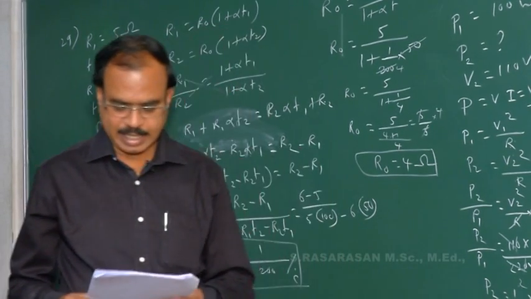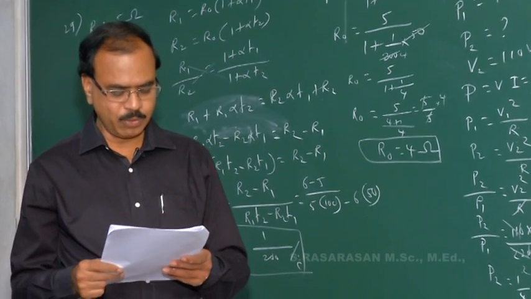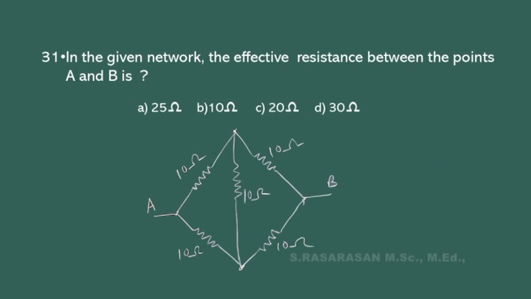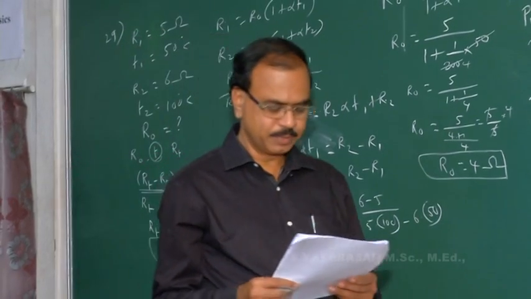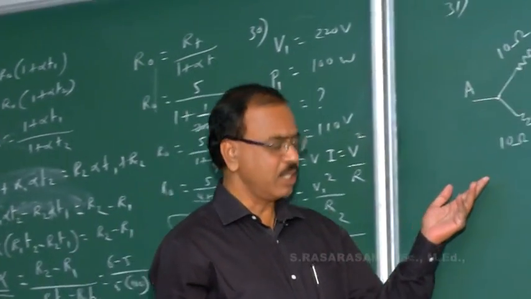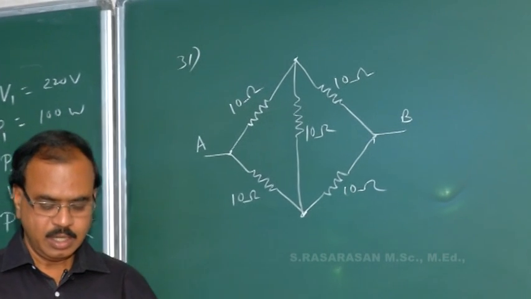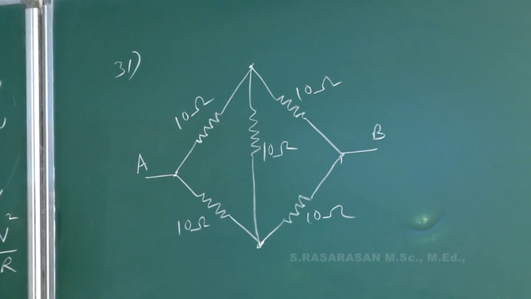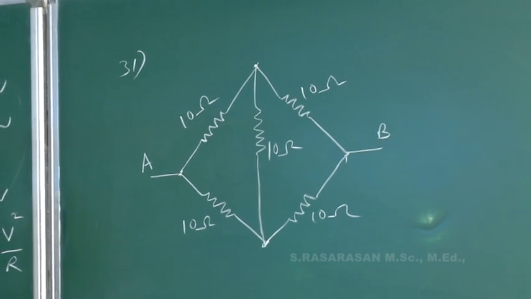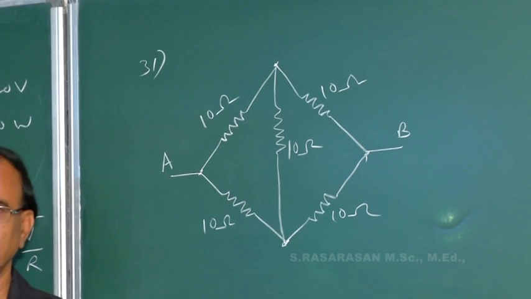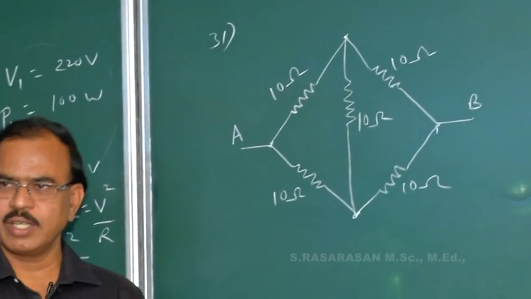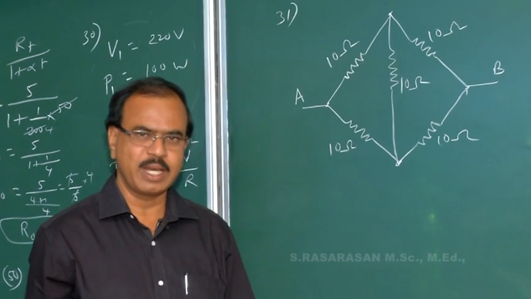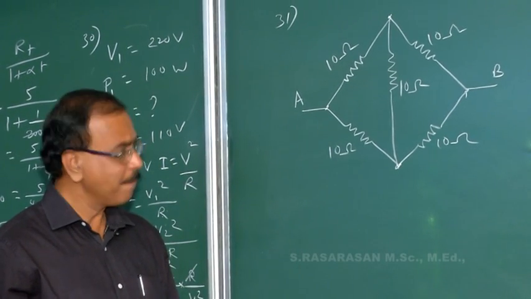Let us see the next one. 31. In the given network, a circuit is given. The effective resistance between the points A and B is, see the circuit. In the given network, the effective resistance between the points A and B is dash. They ask for effective resistance. So here also the problem is about the number of resistors in series and the number of resistors in parallel. How is it possible? See the circuit.